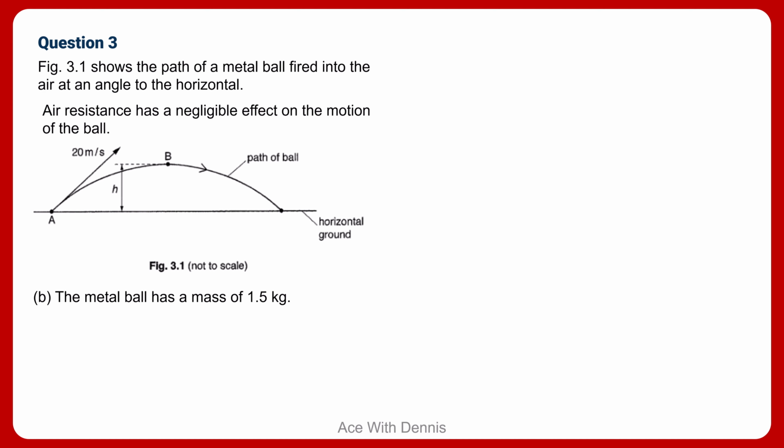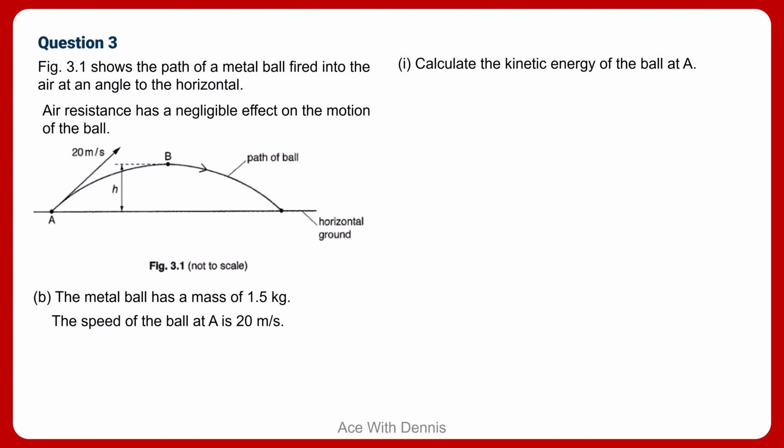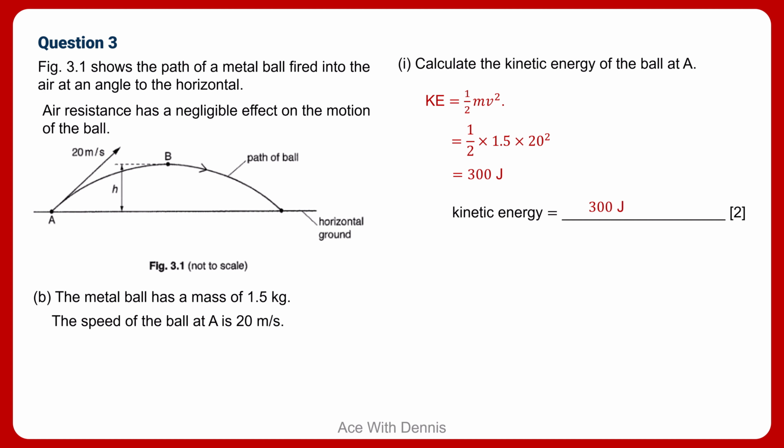B. The metal ball has a mass of 1.5 kg. The speed of the ball at A is 20 meters per second. 1. Calculate the kinetic energy of the ball at A. 2 marks. Okay, so to calculate the kinetic energy, just apply the formula half mv square, then substitute the values given. M is 1.5, V is 20, and we will get 300 joules. Hence, answer is 300 joules.